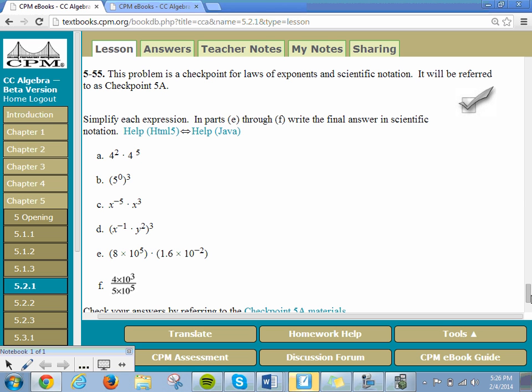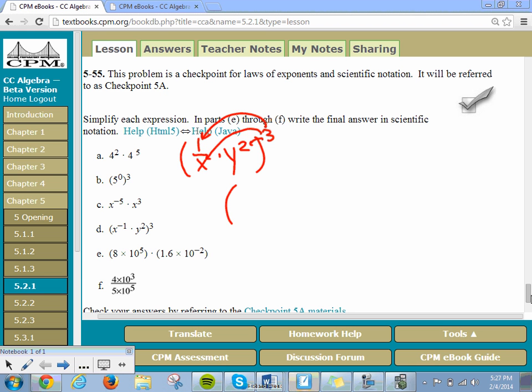So for D, we've got x to the -1. We talked about anytime you see it in the numerator, you need to flip it to the denominator. And then from there, we are multiplying it by 5y squared, and it's to the third. So we're going to take that third, and it has to go into everything. We're going to give 3 to the 1, 3 to the x, and 3 to the 2. So what we really have is 1 over x times 1 over x times 1 over x times y times y times y.